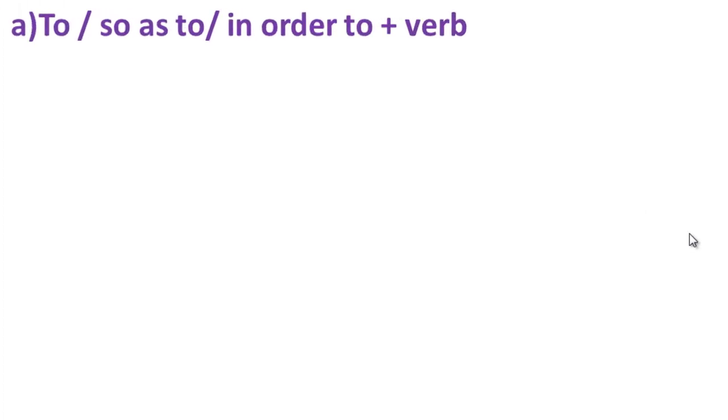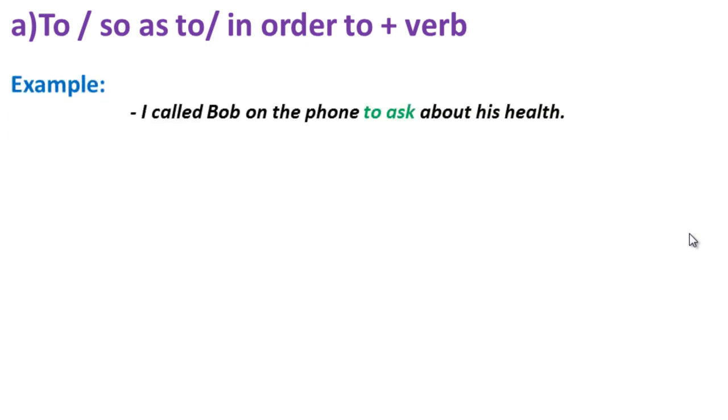Well, let's have a look at the first group of expressions: to, so as to, and in order to. So these are grouped like this because they are used in the same way. As you see, these should be followed by a verb. Let us see an example. I called Bob on the phone. For which purpose? To ask about his health.